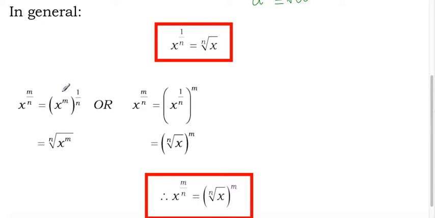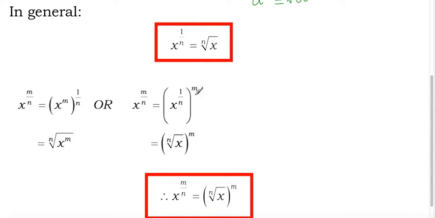Let's go back to this one. That means here, using the rule from above, I take my x to the power of m, but I know that when I have something to the power of 1 over n, that's the nth root. So that's one way to write it.